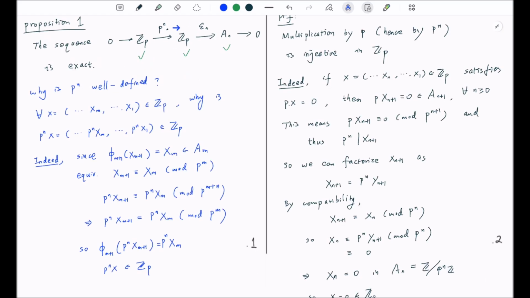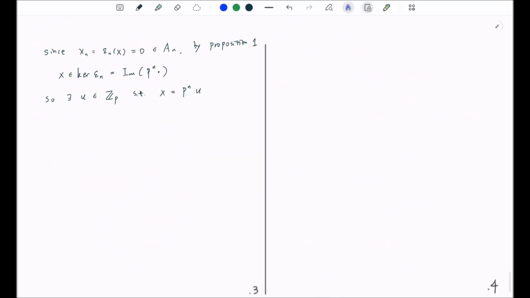We are using the exactness here because x has its nth component mapped to 0, so it is in the kernel of this. So it must also be in the image of this. So there is a pre-image here, which we denote by u. And we also know this multiplication by p^n is injective, so this pre-image must also be unique.